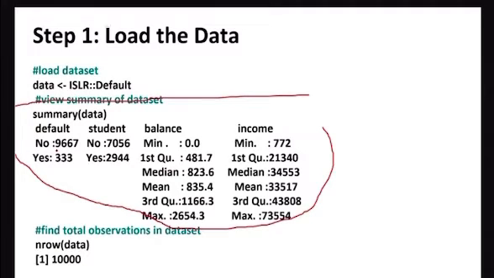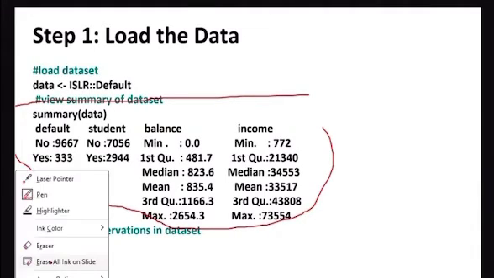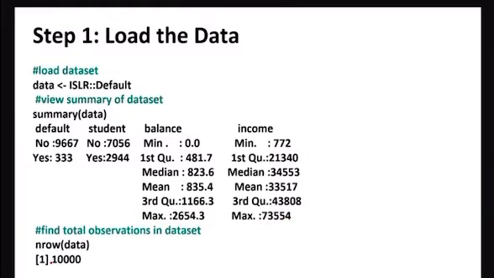Then you can see balance and income here are quantitative. You can see the minimum balance, maximum balance. You can see the income. And of course, I've got 10,000 individuals. So this is the first thing I'm going to do: I'm going to load my data set, and conduct descriptive statistics to understand my data.